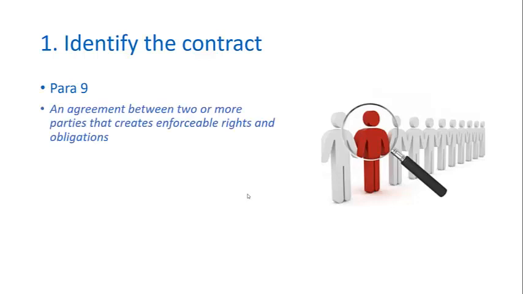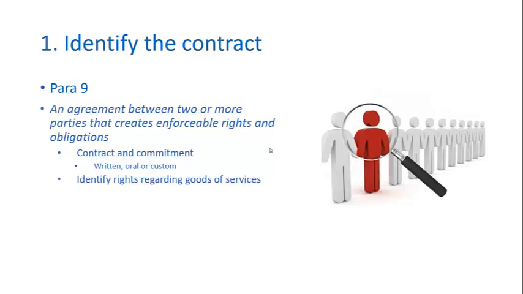The first issue that you need to understand is that a contract is an agreement between two or more parties that creates enforceable rights and obligations. So this contract must represent a commitment, and that contract can be written, oral, or customary. The contract should identify rights regarding goods or services. It should identify payment terms, and it should have a commercial substance to it.